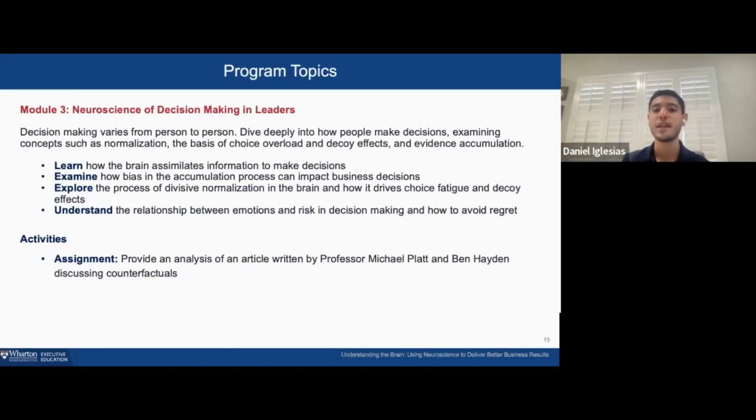And lastly, we'll understand the relationship between emotions and risk and how that influences decision-making. For this module, you'll be halfway through the course and we'll be going through providing an analysis of an article written by Professor Platt himself and Ben Hayden on the value of counterfactuals and how they impact business.